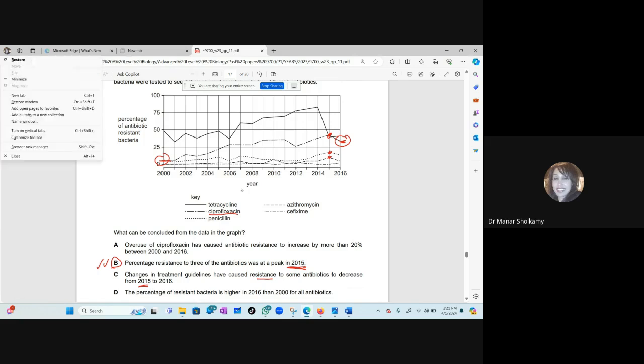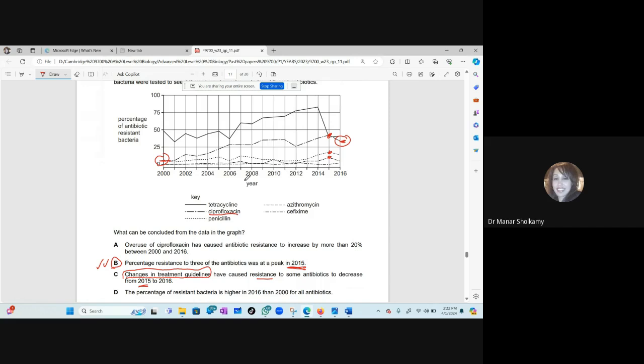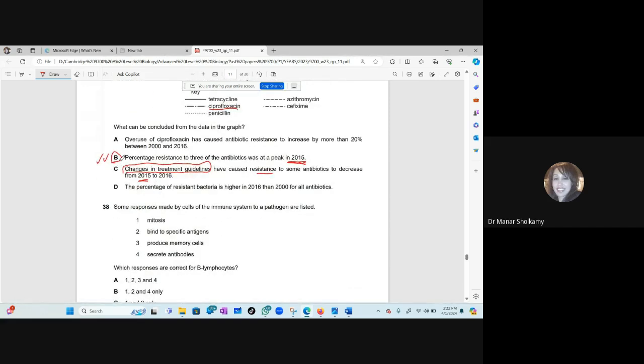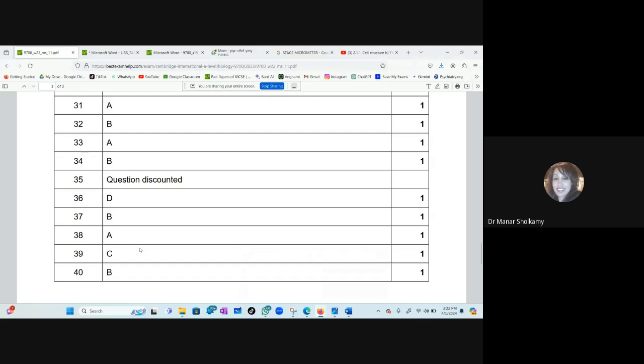There is a change, there is a decrease, but why do I know that this is due to change in treatment guidelines? Maybe it's due to better hygiene or isolation. So B is the most correct. Let's look at B. This is number 37, so 37B.